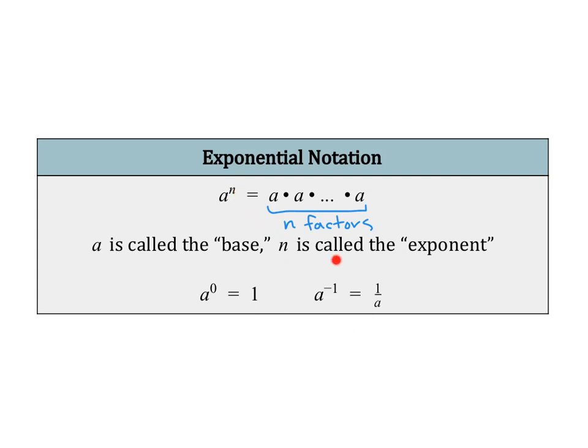And a few special ones to know: by definition, a to the power of 0, or anything to the power of 0, will equal 1. And a to the power of -1 equals 1 over a, meaning if a term has a negative exponent, it flips the term either from the numerator to the denominator or vice versa.